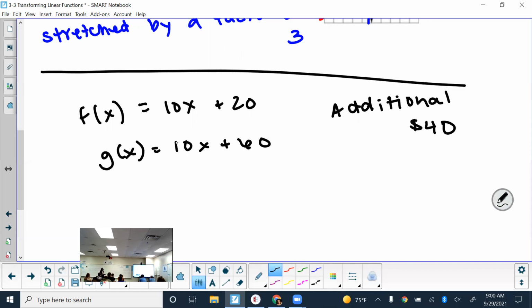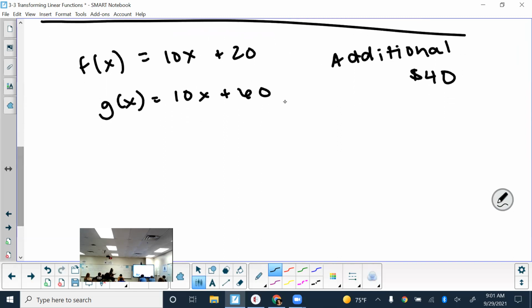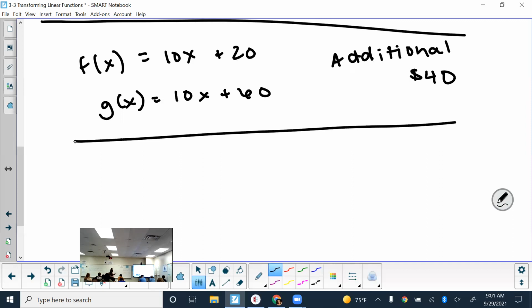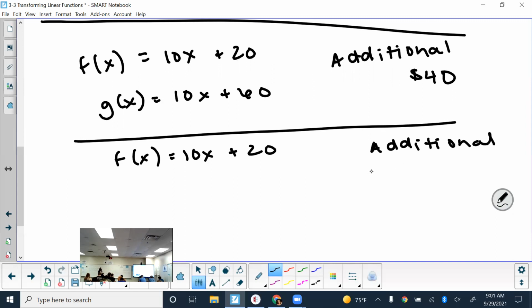So what would be my new function if I got those 40 additional? 10x plus 60, right? Now let's say instead of being paid the additional 40, they changed it to where if I have more than 20 students in my room, it's an additional $5 an hour. So now instead of the one-time bonus, it's now an hourly bonus.